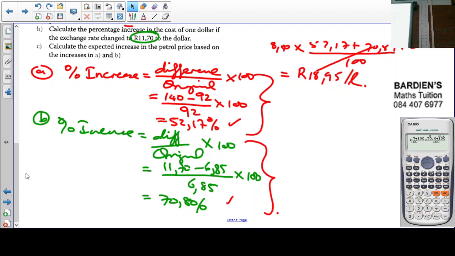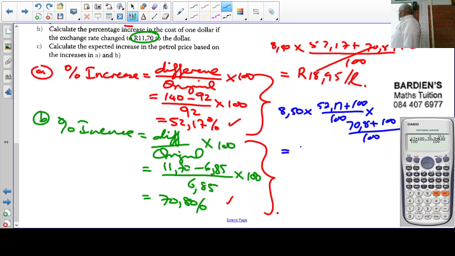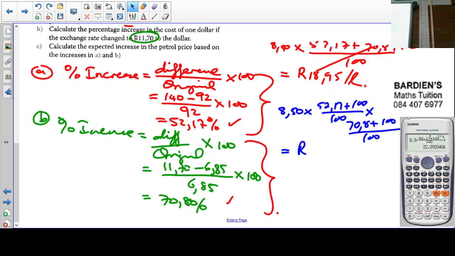But what I think would be the correct calculation here, and as I said, I could be wrong, I would go with this calculation. I would say 8.50 must be multiplied by the increase of the cost per barrel, multiplied by the increase of the rand. That is independent. They don't happen together, hand in hand. So it's going to be 70.8 plus 100 over 100. So that gave me an answer of, I worked it out now, 22.09. Okay. So that's the new price per liter. Alright?